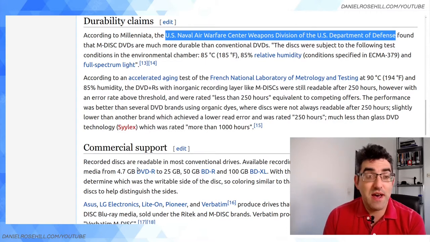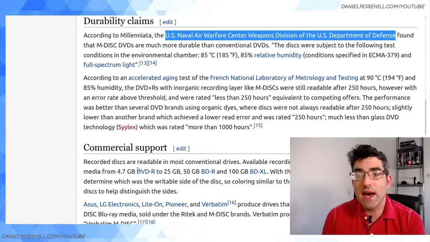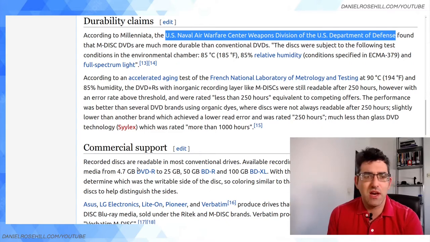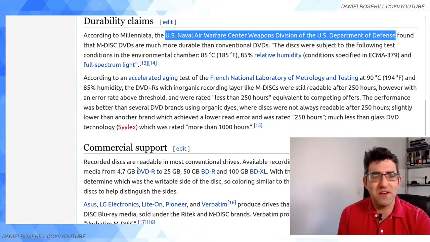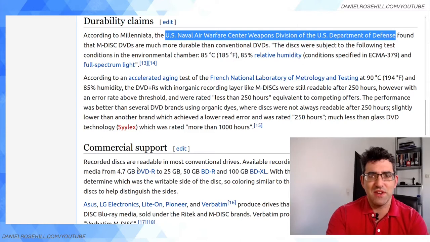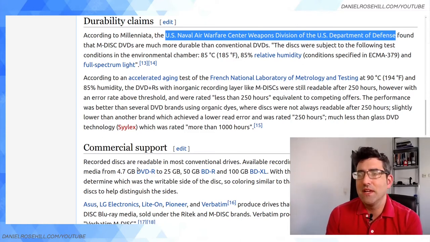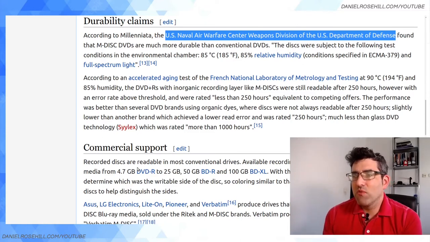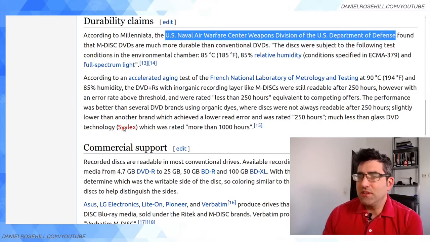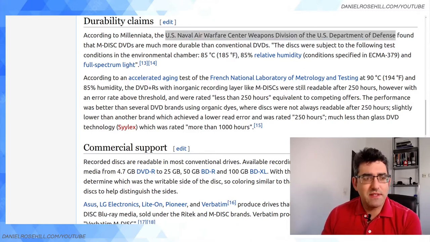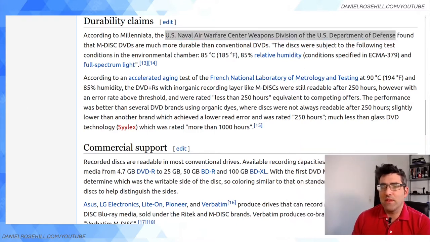So there's a Wikipedia page, and then there's a section called Durability Claims. According to Millenniata, the US Naval Air Warfare Center Weapons Division of the DOD, the US Department of Defense, found that M-discs are much more durable than conventional DVDs.